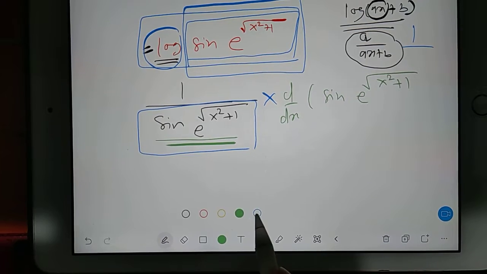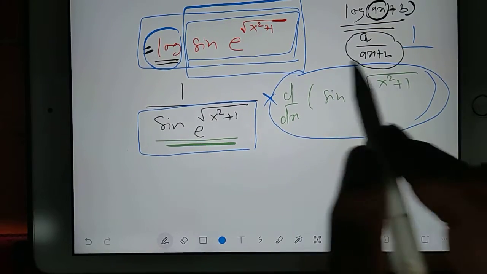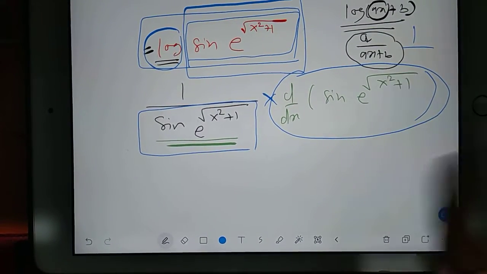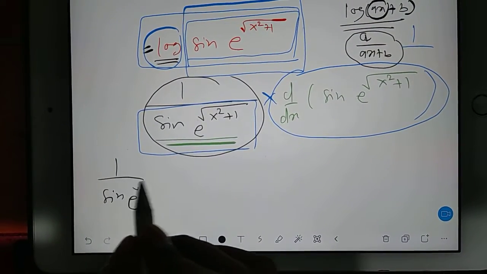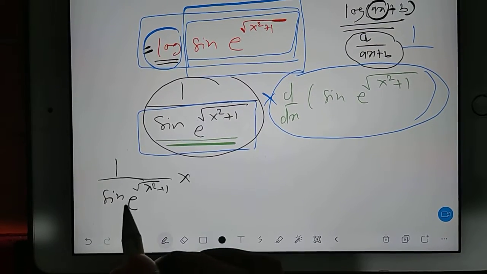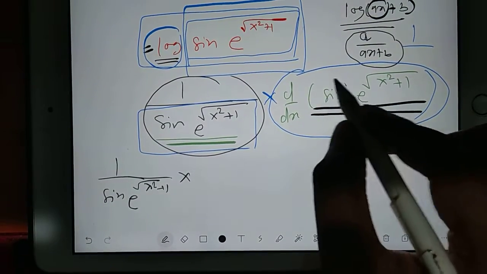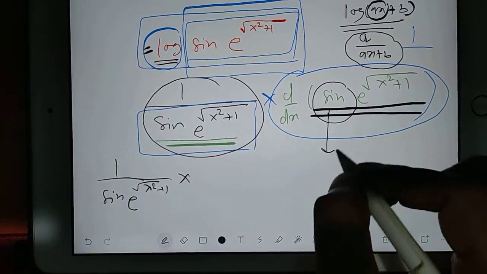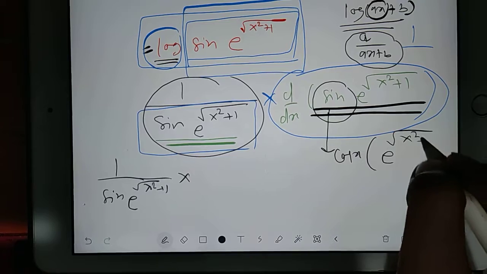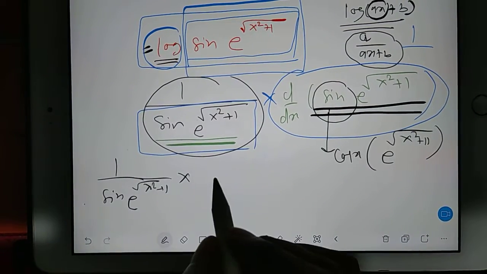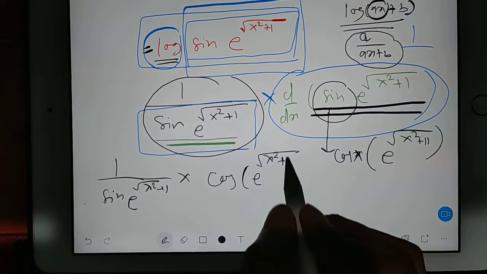But because we are experienced enough now, there is no need to give these kind of simple symbols in every step. So we keep on writing the answers. First you write 1 by sine e power under root x square plus 1, and then into, directly write the differentiation answer of this. Sine is there, so first you differentiate the sine, so it will be cos, and whatever is next to the cos, e power under root x square plus 1, that will come as it is.